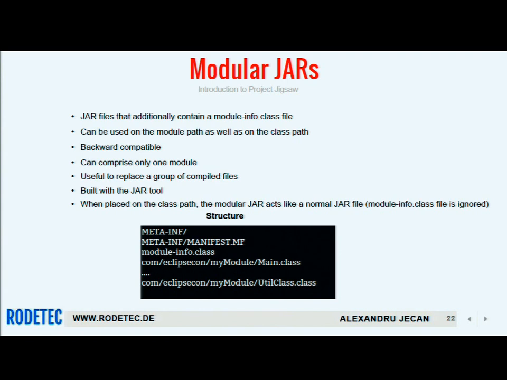They are built with the jar tool, and this is the structure. So you have all the class files and you have also a module-info.class generated. So they are called modular jar files. But if you place them on the class path, they act like a normal jar file. And so you can place them on 8 or 7 on the class path, and the module-info.class file will be ignored. And if you place them on 9, then module-info.class will be used.